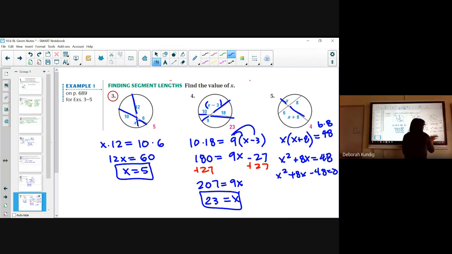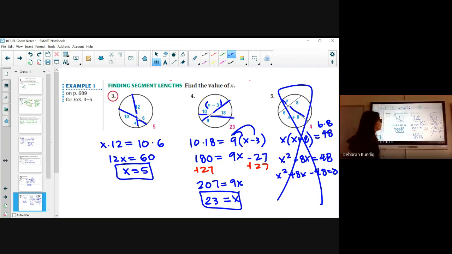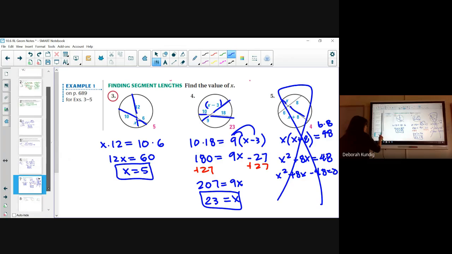That's not going to work. Then that would be the quadratic formula. But again, I'm not going to waste time. We're not going to have problems like that. I don't want to assign you problems like that.